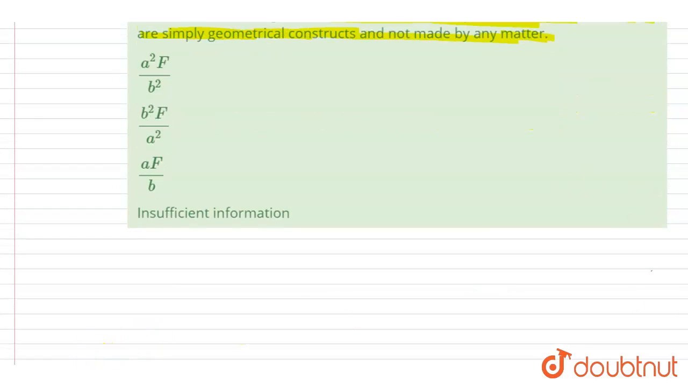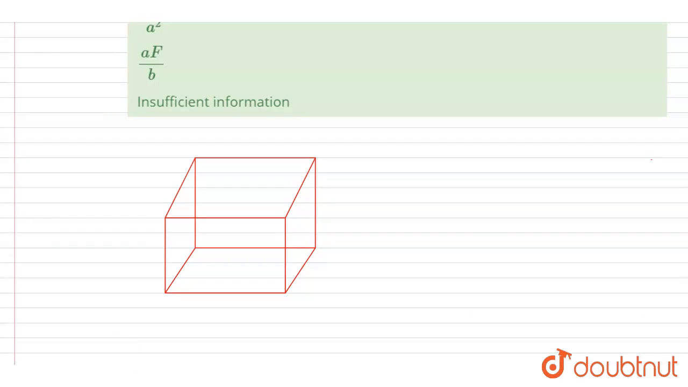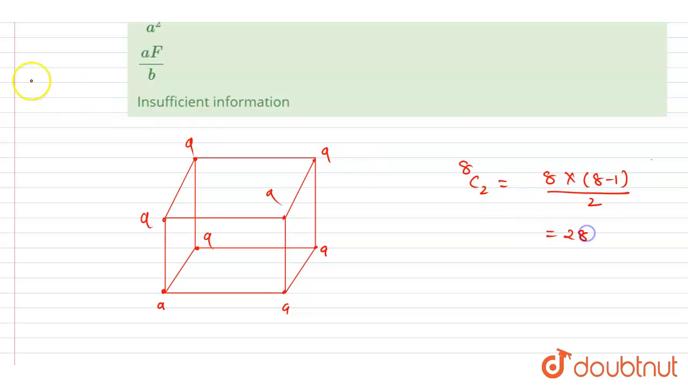So if you see here, in the cube there are 8 vertices, right? At each vertex a charge is kept. So this is a cube, and it is said in the question that a charge Q is kept at each vertex. There are 8 charges, so the number of pairs will be 8C2. If you select 2 charges at a time, there will be 8 into 8 minus 1 by 2, so it will be 7 into 4, that is 28 pairs that will be forming here, right?